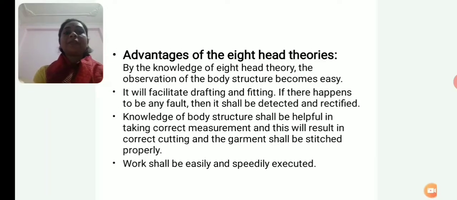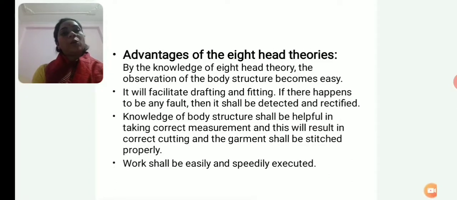If there happens to be any fault, then it shall be detected and rectified. Knowledge of body structure shall be helpful in taking correct measurements of the human body, and this will result in correct cutting, and the garment shall be stitched very properly and the fittings are also very proper. Work shall be easily and speedily executed by knowing about the 8-head theory.